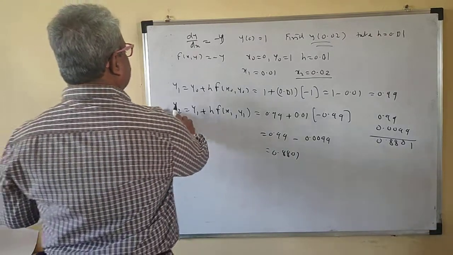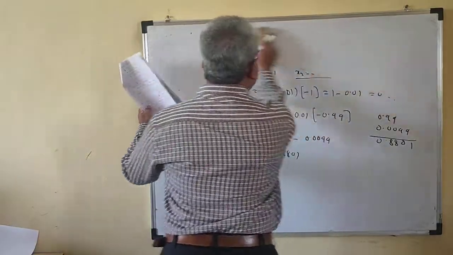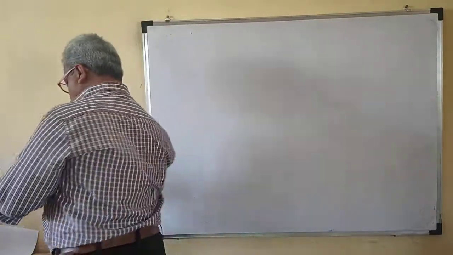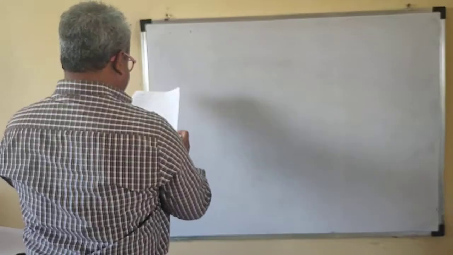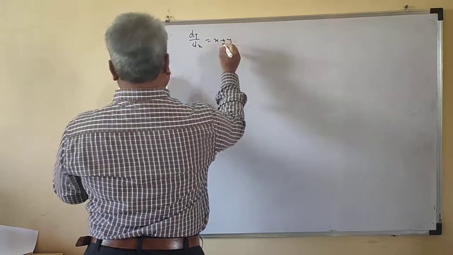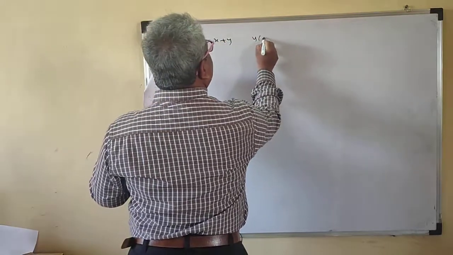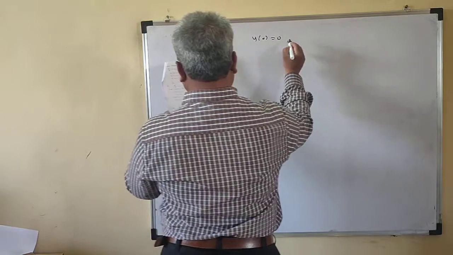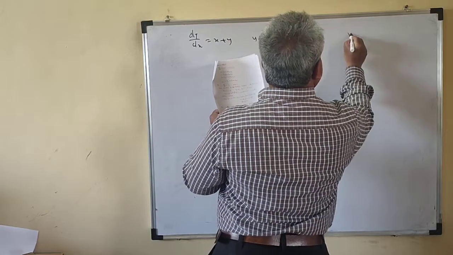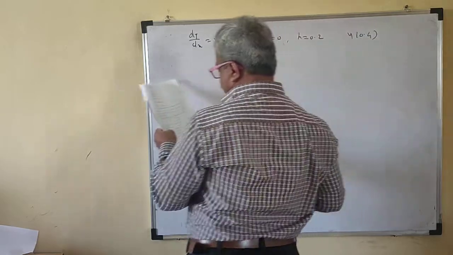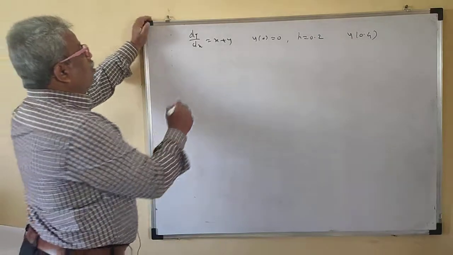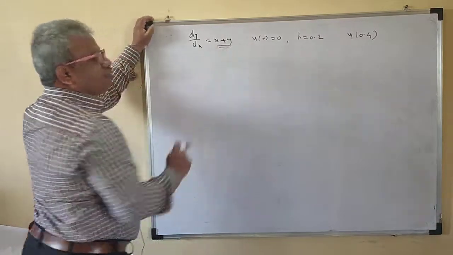Okay, now we'll take the next example. Very easily you can find the value. So dy by dx equals x plus y, any function you can take here. y of 0 is equal to 0, h is equal to 0.2. Find y of 0.4 now. So this is your f of x, y.